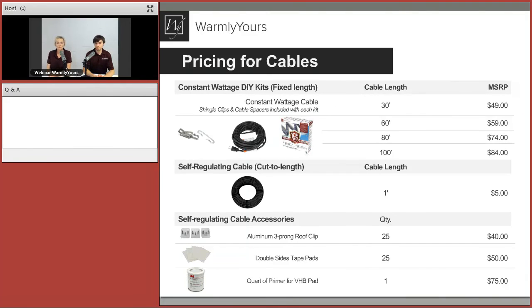So we wanted to show you the pricing for that. We have the kits. Those are the constant wattage, prefixed sizes. You can see the cable box.